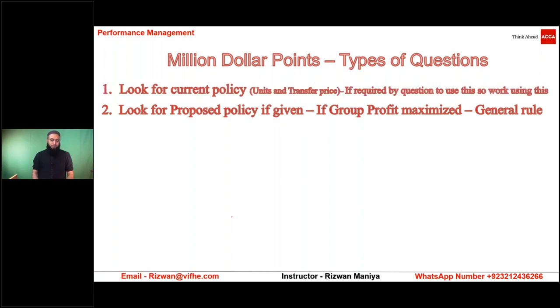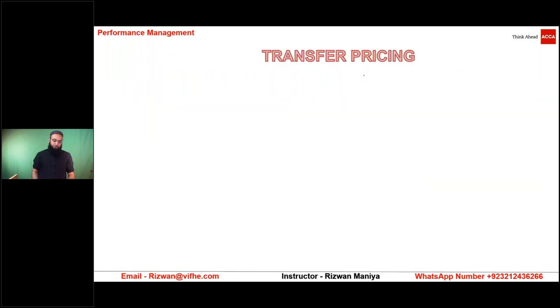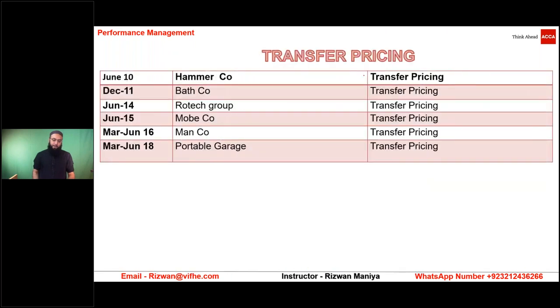Now the magical types I figured out. Let me show you one thing. This is my analysis that I do. Transfer pricing out of 30 times has been tested 5 times. Hammer company, Bathco, Rotak, Mobpi company, Manco and Portable Garage, 6 times.